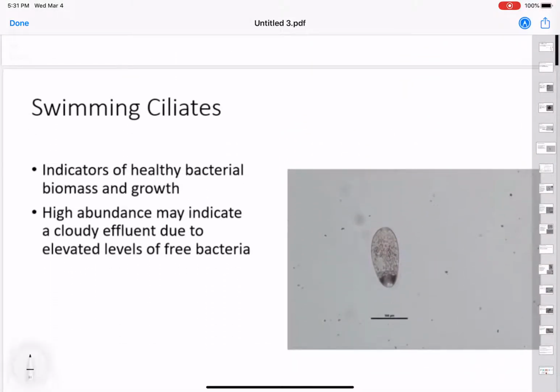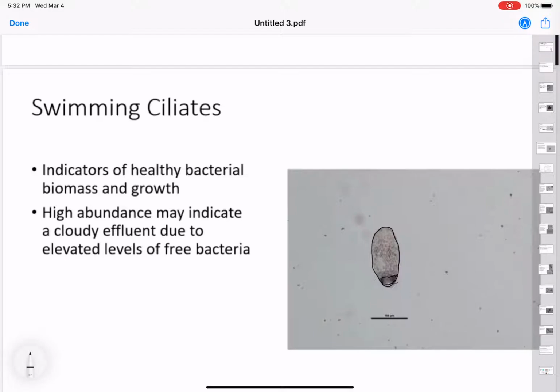Sometimes you will see swimming ciliates. So this is an example of a swimming ciliate. Look at this. You can see this is the head and this is the body of the swimming ciliate. If you see swimming ciliates, you could see that this biomass is healthy. So the bacterial biomass is very healthy and the growth is very healthy. When you see this, you could indicate that this is a very healthy biomass. Okay, and the growth is very, very good.